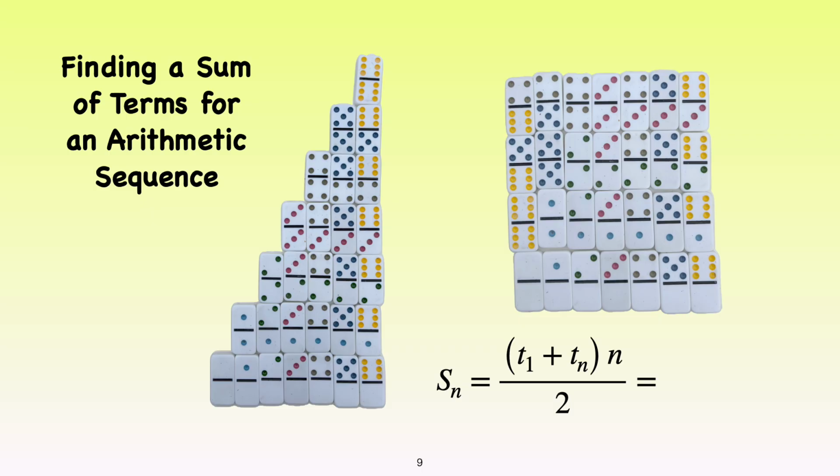Well, let's talk about that formula for adding up all the terms of an arithmetic sequence. How many tiles are there in the bottom row? 7. How many tiles in the top row? Just 1. The sum of the first and the last terms is 8. I'm filling in my formula. T sub 1 plus T sub n is 7 plus 1, or 8. How many rows are there? 7. That's what our n is in our formula. 8 times 7 is 56. Then divide it all by 2, which is 28.